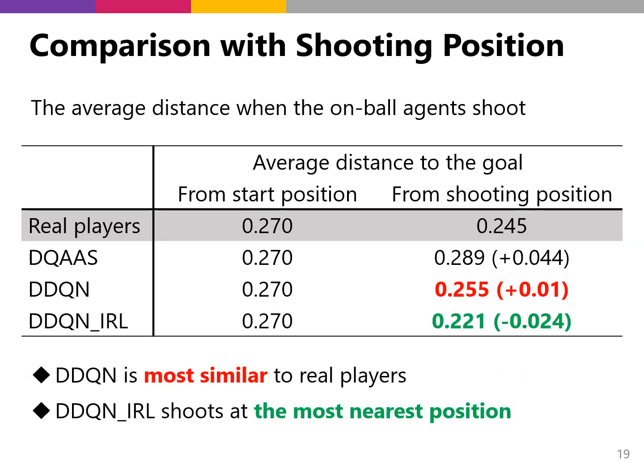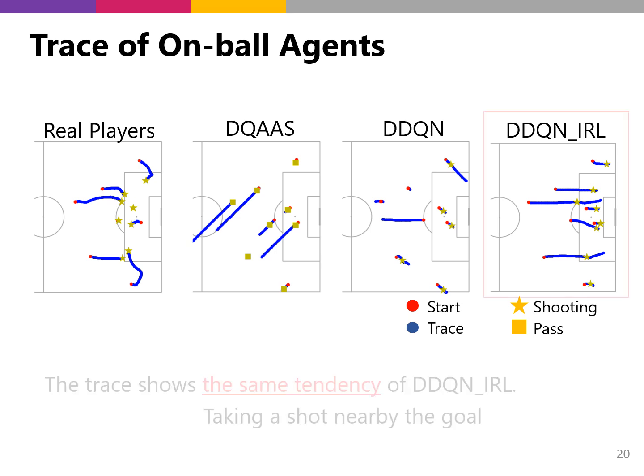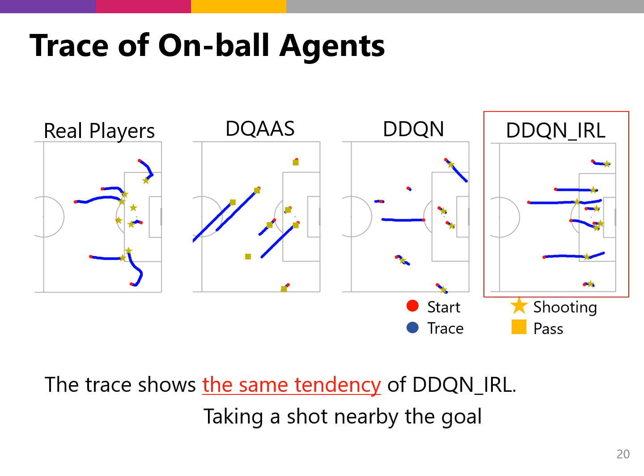At first, we check the shooting position of onball agents. The table shows agents of DDQN and DDQN IRL take a shot when the distance to the goal is nearer to the start position. DDQN is most similar to real players. The next is DDQN IRL. Agents of DDQN IRL have a tendency to take a shot at the nearest position to the goal. It is a good result, not worse. When visualizing traces of sequences of onball agents, called blue, we can see the same tendency of taking a shot nearby the goal.